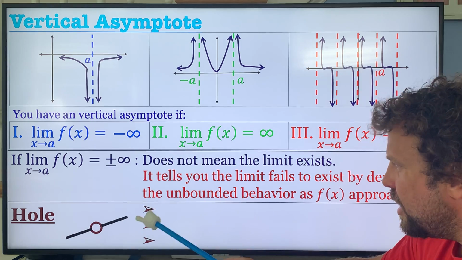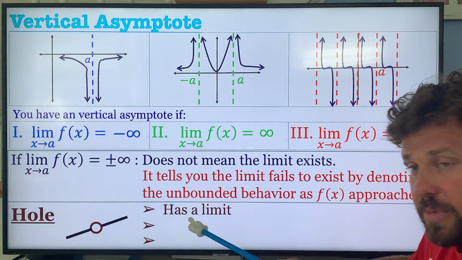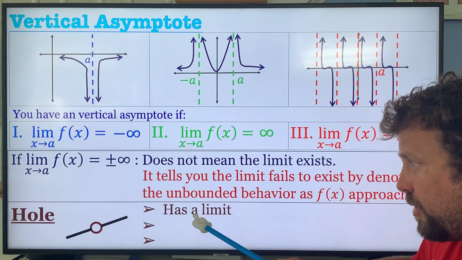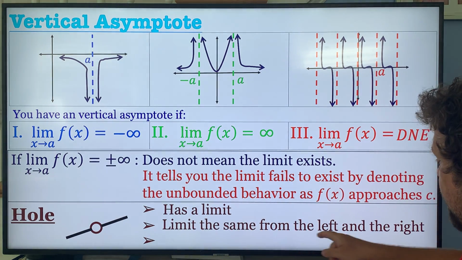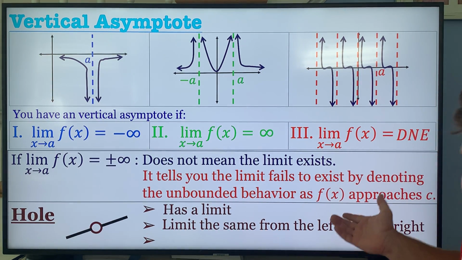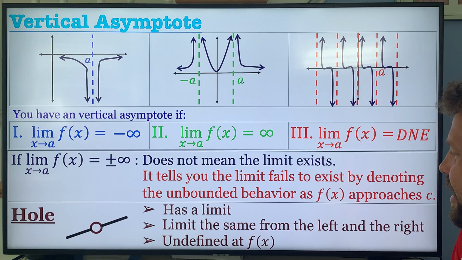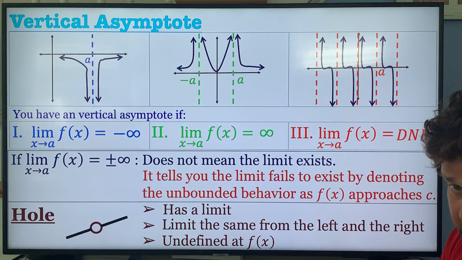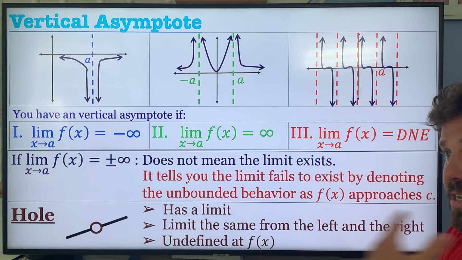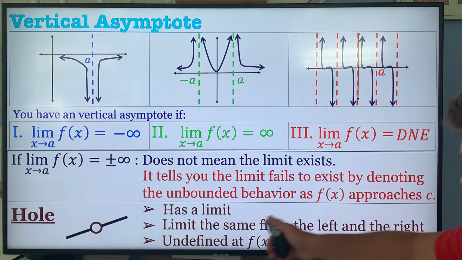You'll get it eventually. It has a limit. So the left and right side limit of a hole are the same. The limit is the same from the left and the right-hand side. And it's defined at f of x. Undefined. So at f of x, it's actually undefined, but the limit is the same from the left and the right.